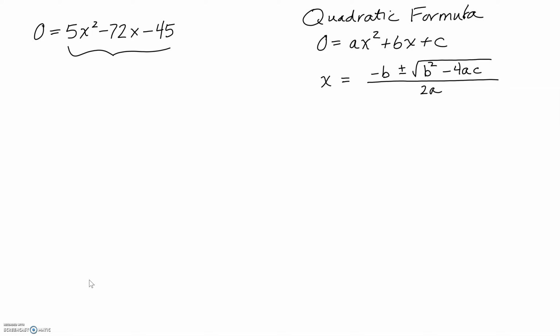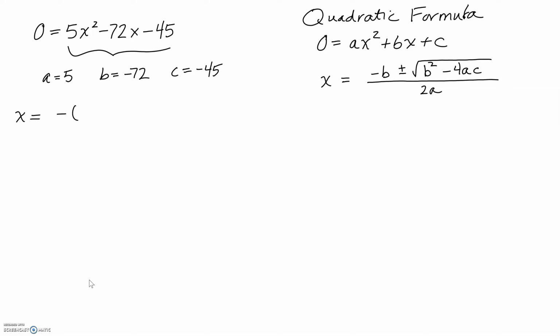So we can do that with this example we did previously. In that last example, we've got 5x squared minus 72x minus 45 equal to 0. So the a value is the coefficient of the x squared term, which is 5. The b is the coefficient of the x term, which is negative 72. And c is the constant term, which is negative 45. That is important in the formula: a is always the coefficient of x squared, b is always the coefficient of x, and c is always the constant term. So it's very helpful if you write everything in descending order, just like you would if you were factoring.